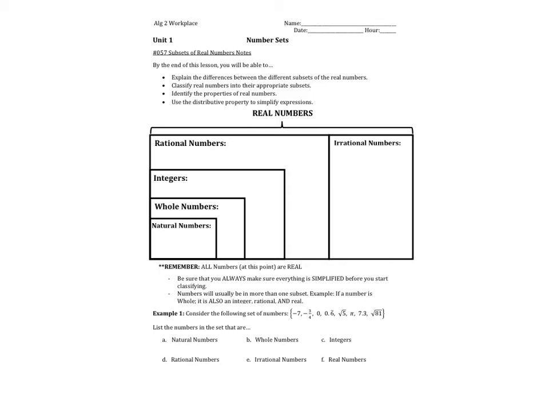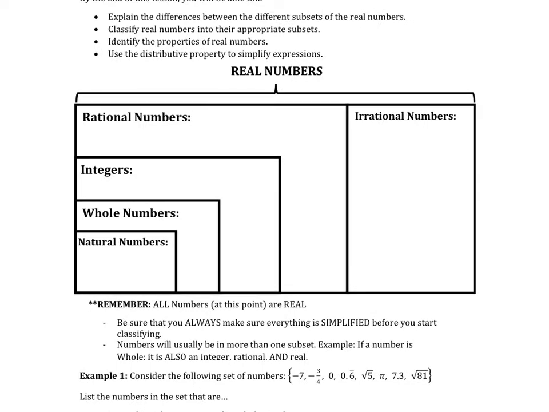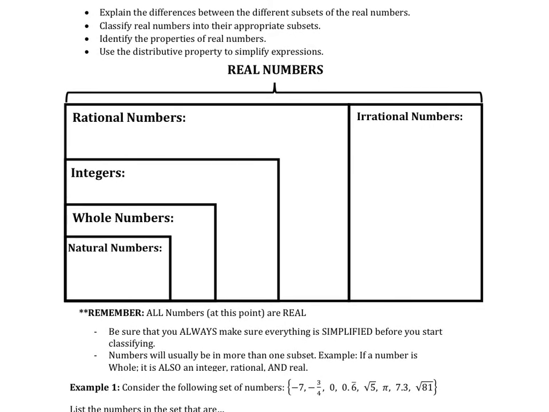Okay, this is our last lesson of Unit 1. We're going to be talking about subsets of real numbers. So the easiest way to describe all these different subsets is using this Venn diagram here. We're talking about real numbers today. Real numbers right now is every single number that you know. There are imaginary numbers. We're going to talk about those a little later. But right now, real numbers are everything. So all the numbers. If it's a number, it's real.